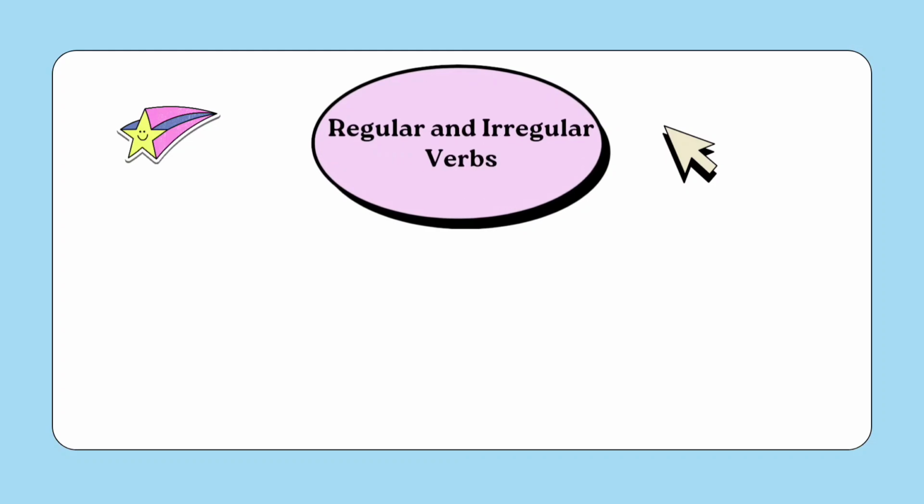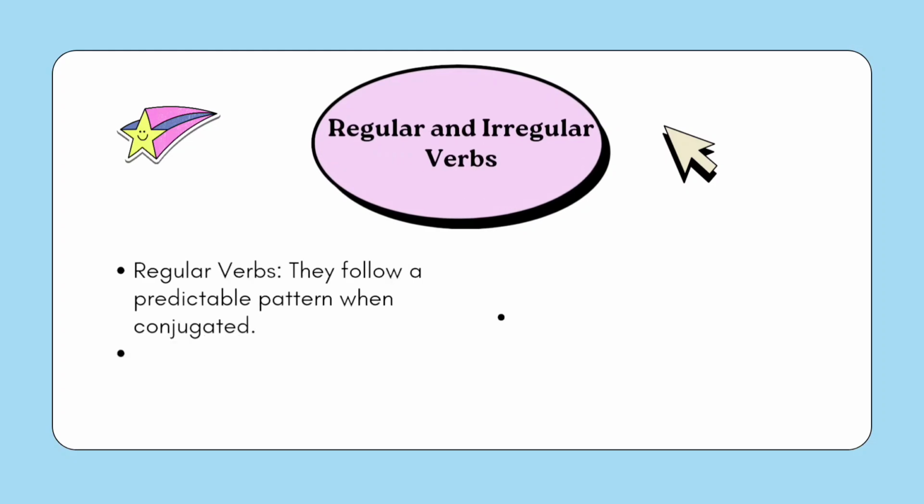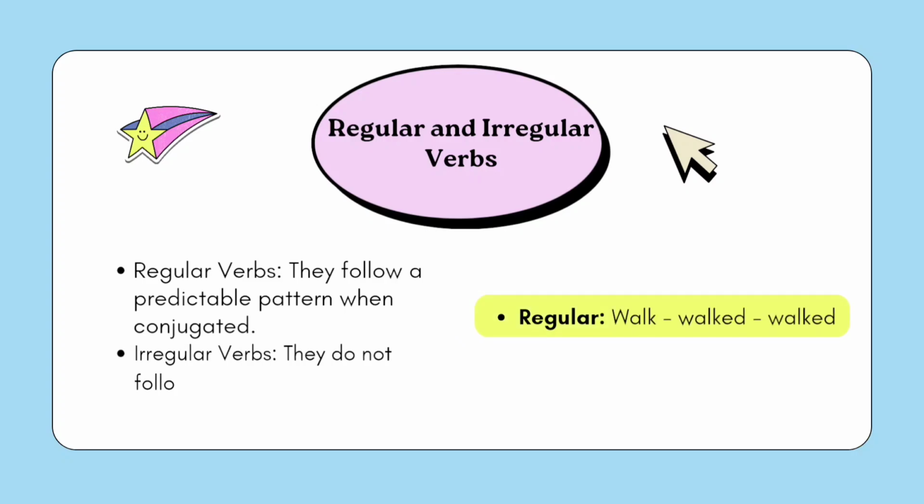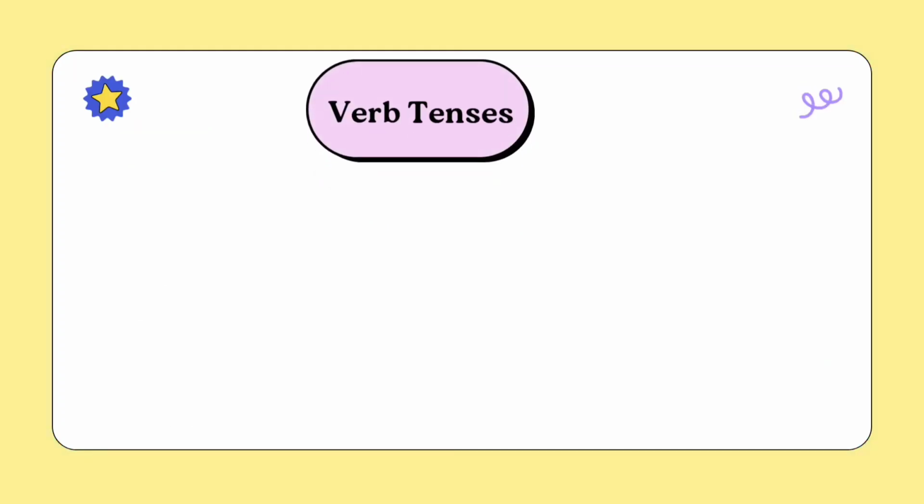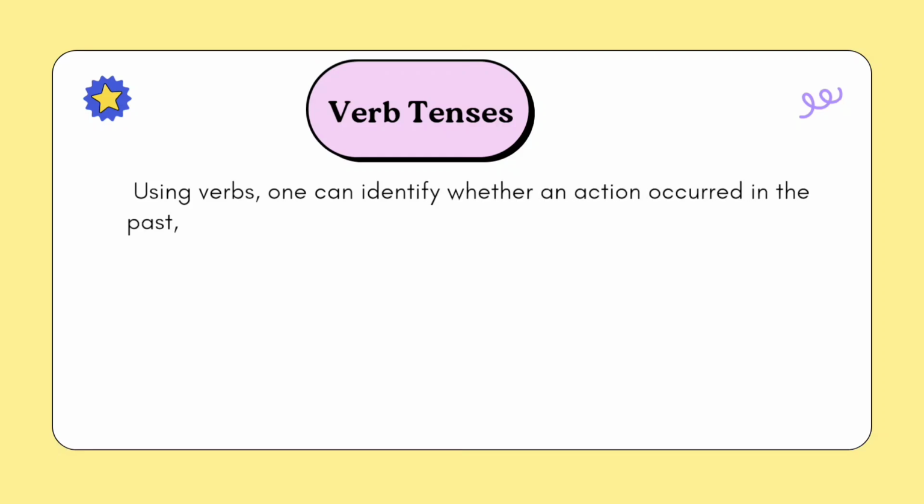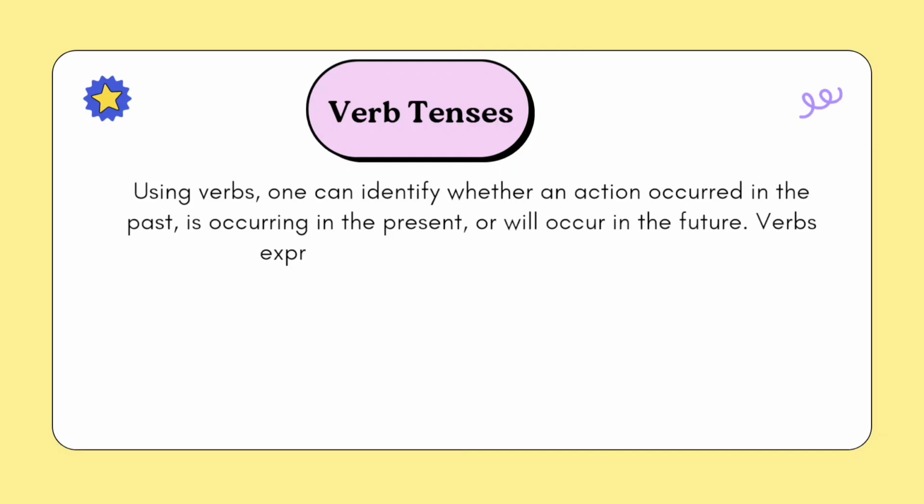Regular and irregular verbs. Regular verbs follow a predictable pattern when conjugated, like walk, walked, walked. Irregular verbs. They do not follow the standard rules of conjugation. Example: go, went, gone. Verb tenses means usage of verbs depending upon the time. Using verbs, one can identify whether an action occurred in the past, is occurring in the present, or will occur in the future. Verbs express time through these tense forms.